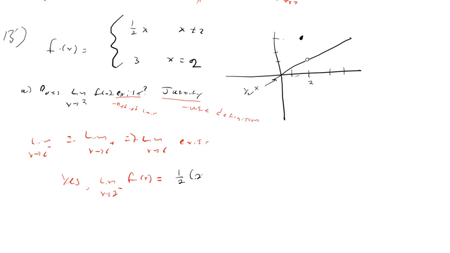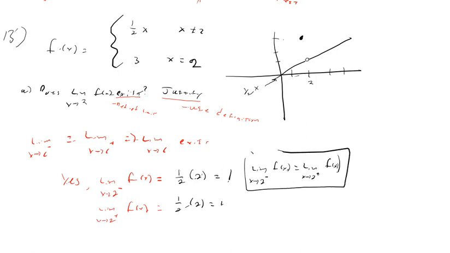And the limit as x approaches 2 from the right uses the same function. 1/2 times our plug-in value, which is 1. And so we would say the limit as x approaches 2 from the left of f of x equals the limit as x approaches 2 from the right of f of x. And this is why, yes, we'd say the limit exists because these two things are equal.